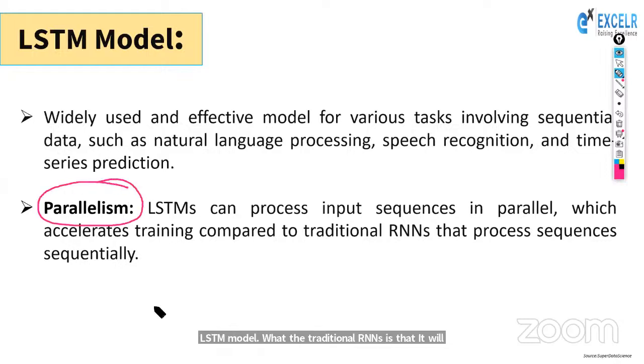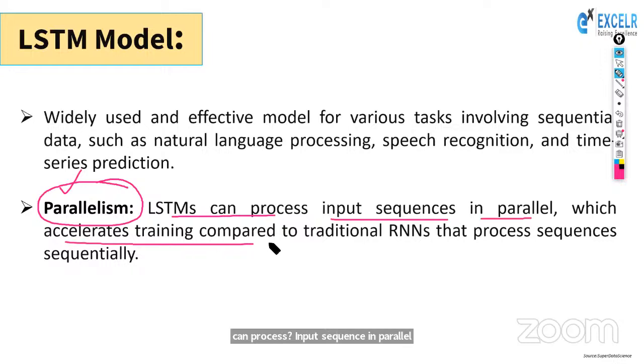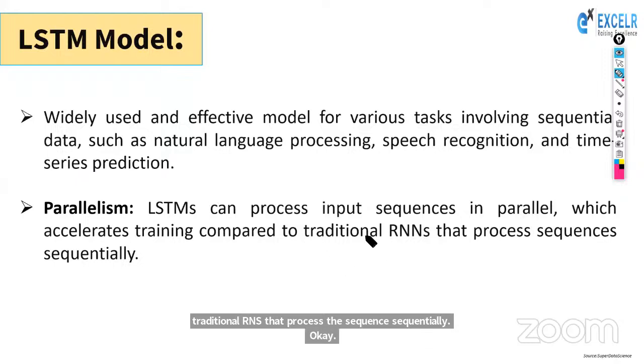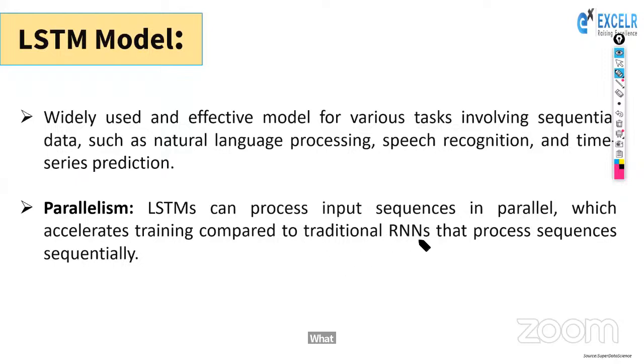Now, what is this parallelism advantage? LSTMs can process the input sequence in parallel, which accelerates training compared to traditional RNNs that process the sequence sequentially. That means in traditional RNN architectures, at a time we provide only one input.